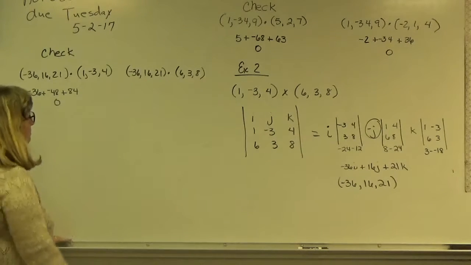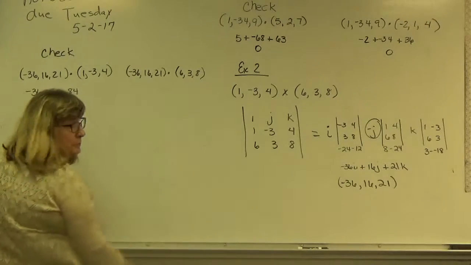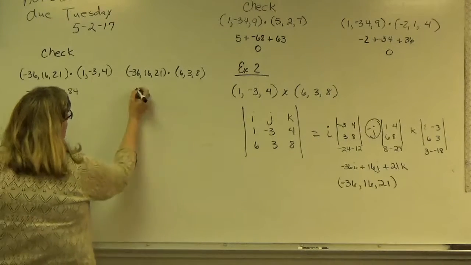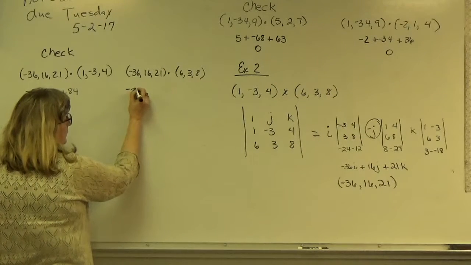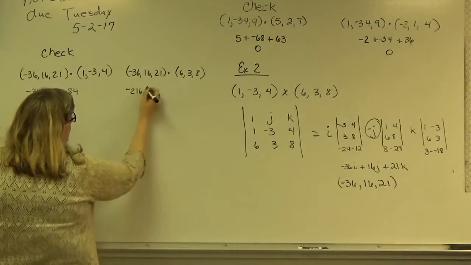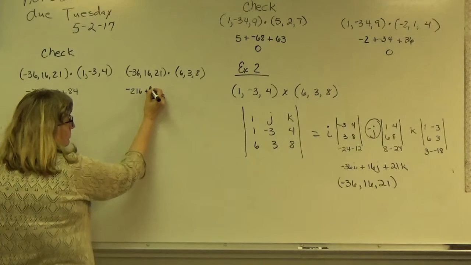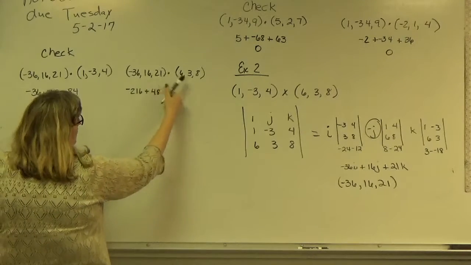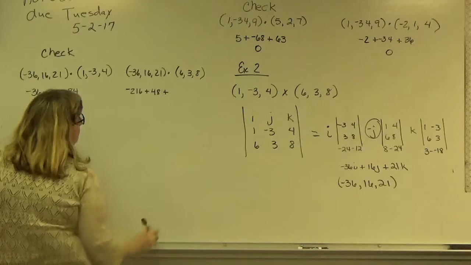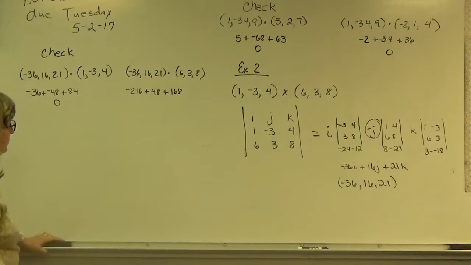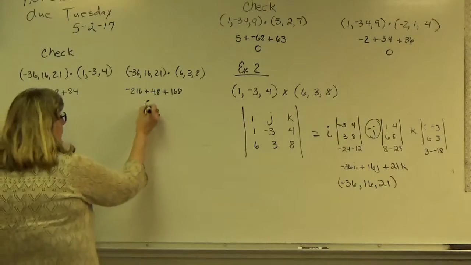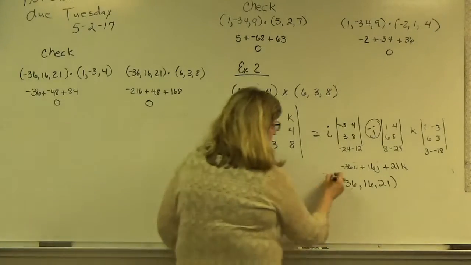Same, negative 36, 16, and 21, we want to do the inner product with the other one, 6, 3, and 8. Richard, you get the next one. What's negative 36 times 6? Yeah, negative 216. Okay, 16 times 3. That would be 48. And 21 times 8. 168. And then adding those together would be 0. It looks like 0 to me too. So what's that tell us? It works. Our answer is correct.